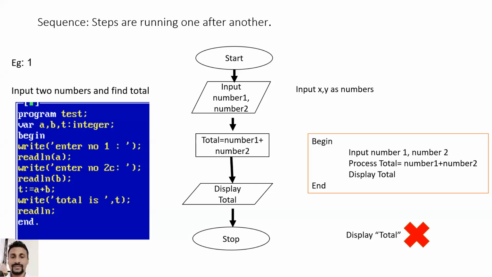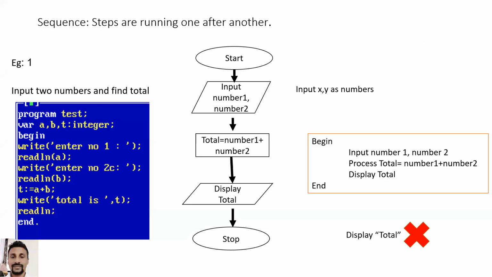Now we have different types of flowchart. One is sequence. Sequence means your steps are going one after another. Now look at the flowchart. Here you have to be very careful. You have to concentrate very well, otherwise this part will be difficult. Okay, look at the flowchart.